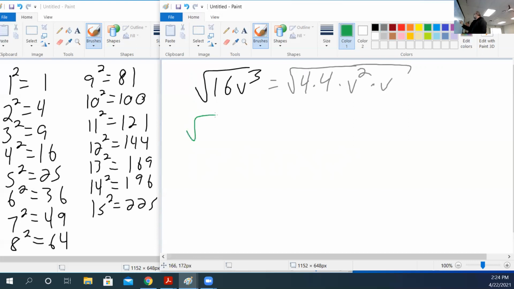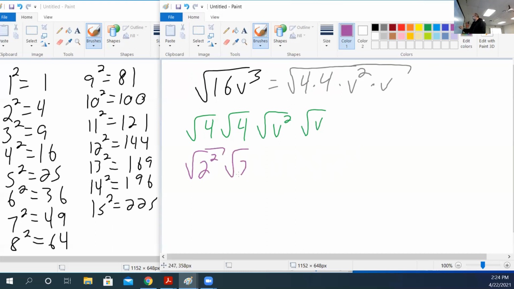And now separate them all out. Root 4 times root 4, root v squared times root v. Replace the 4s with 2 squareds, and everything else staying the same. Now we can cancel and see what is left. Square and square root, so we got 2 times 2. Cancel, so it's going to be 2 times 2. Square and square root cancel, times v.